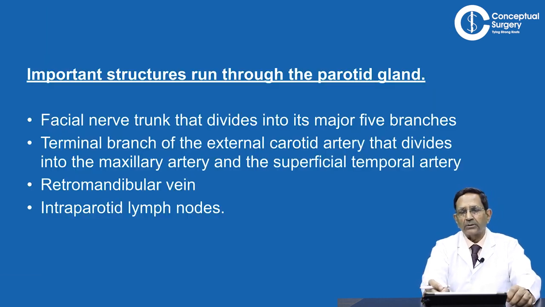What are the important structures? Facial nerve. There are no two anatomical lobes of the parotid, you must remember. It is only that the facial nerve passes through, which arbitrarily divides it into a deep lobe and a superficial lobe. And there are the retromandibular vein and of course lymph nodes.